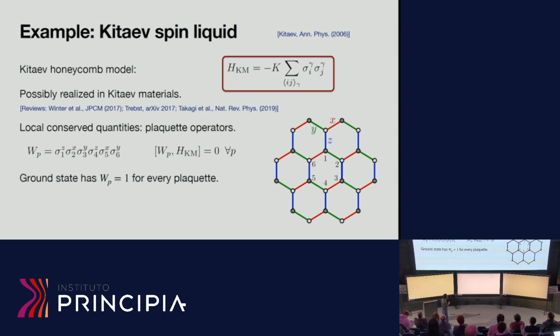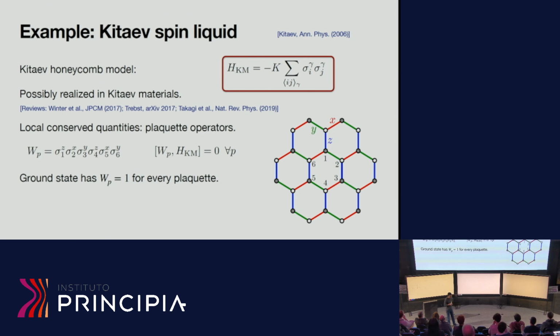You can take these plaquette operators: choose a hexagon on the honeycomb lattice and label the sites from 1 to 6, and you take products of Pauli operators, with the component that you choose according to the bond pointing outward from that site. So for example, site 1 is the sigma z. And you can check explicitly that this plaquette operator commutes with the Hamiltonian. So you have one conserved plaquette operator for every unit cell of the honeycomb lattice.